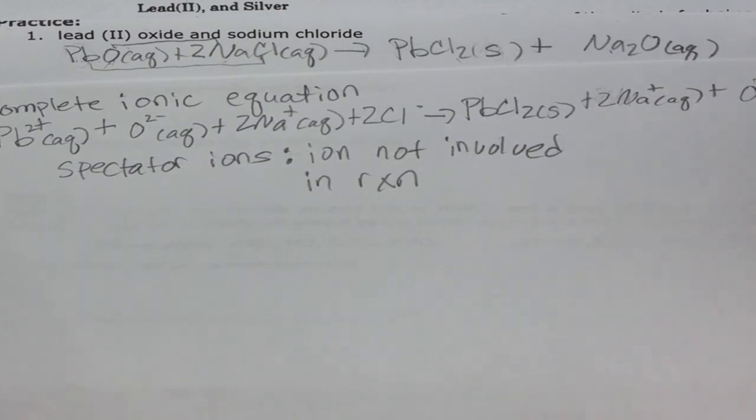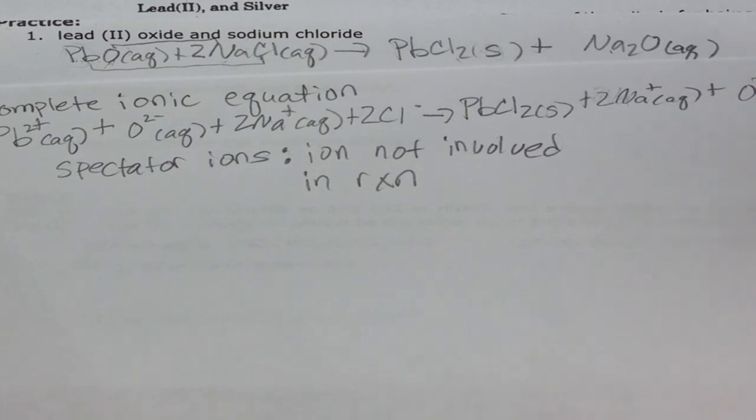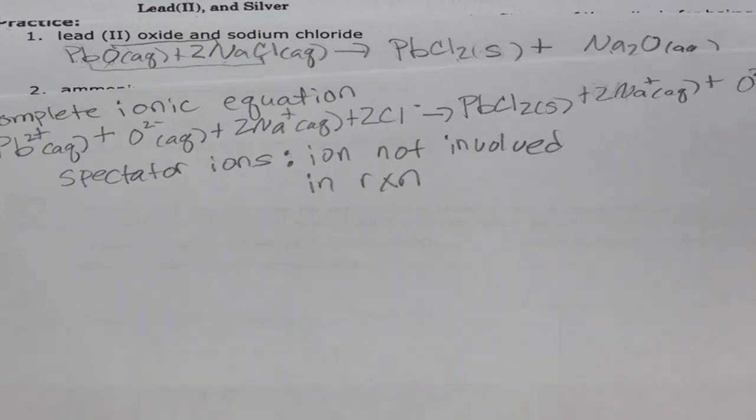You were there, you were present, but the team scored a touchdown because they were involved in the playing of the game. You are simply a spectator. So you do not determine whether or not the team actually scores a touchdown. That is what a spectator ion is. All right, it is a spectator. It is hanging out. It is present in the solution, but it is not involved in the actual reaction.